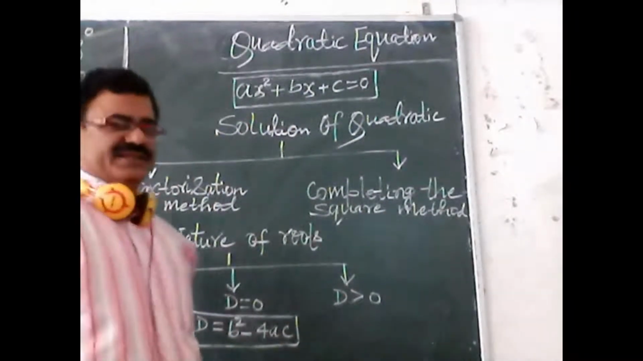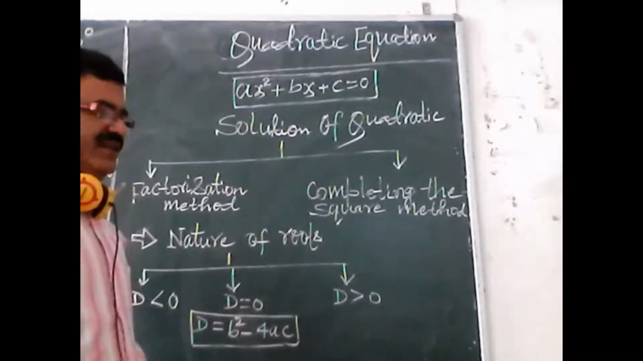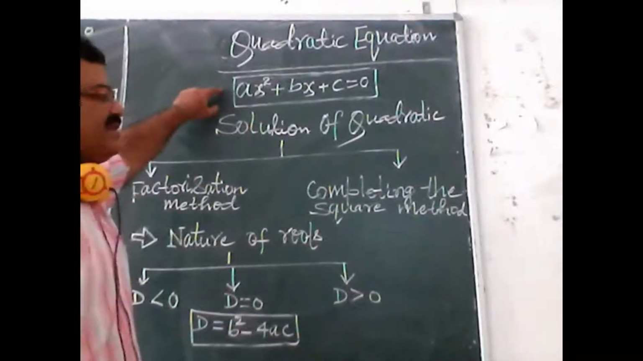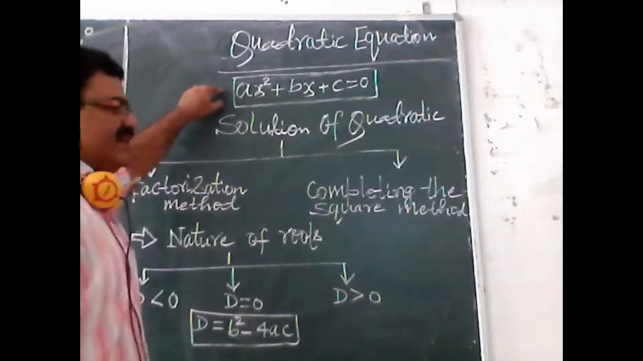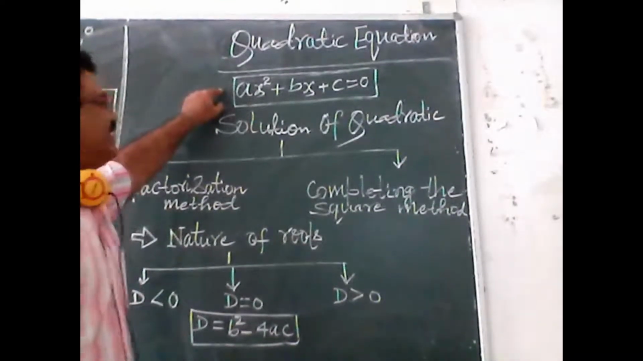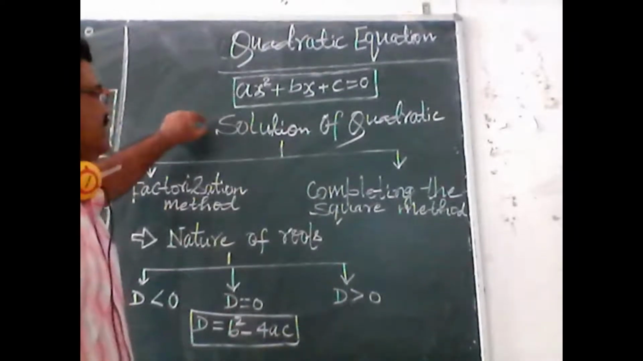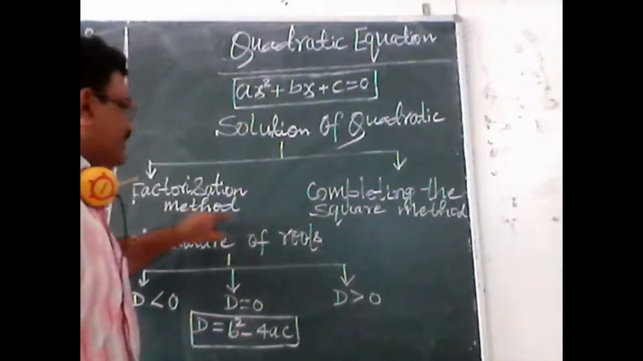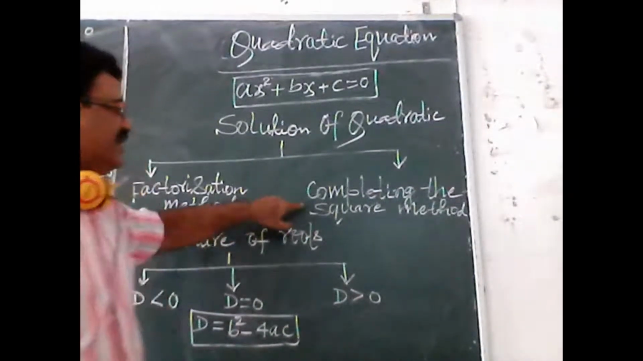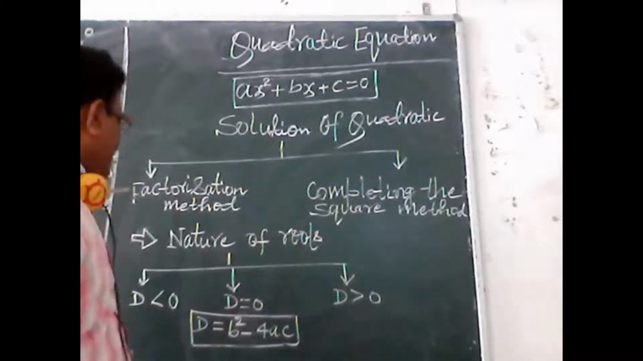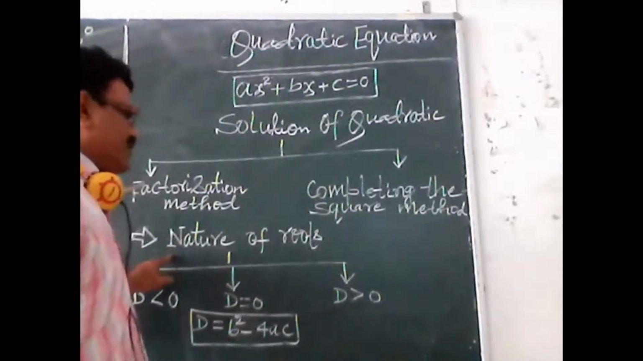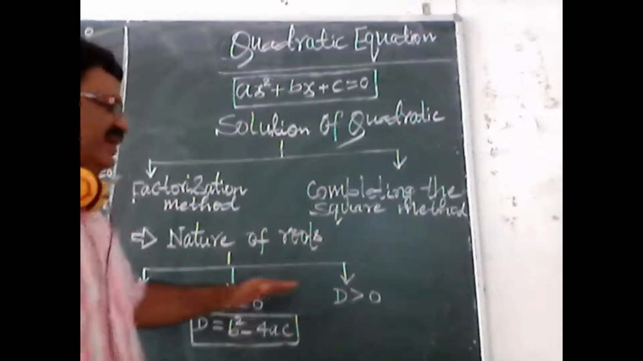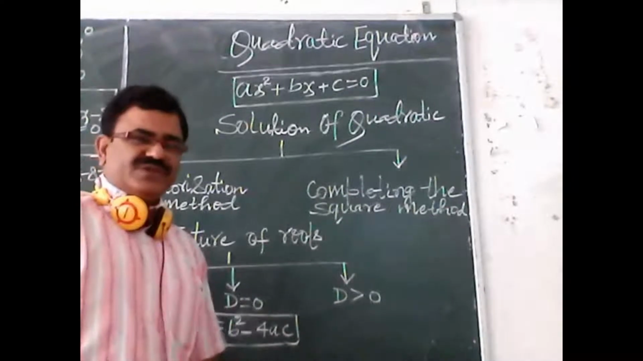Before I start, I want to discuss the TLO, target learning outcomes. The target learning outcomes are to understand the quadratic equations, identify the quadratic equations, and find solutions of the quadratic equations. There are two ways: first is the factorization method, and another is the completing the square method. The fourth part is nature of the roots, and in nature of the roots we will study the different cases. So one by one we will study.